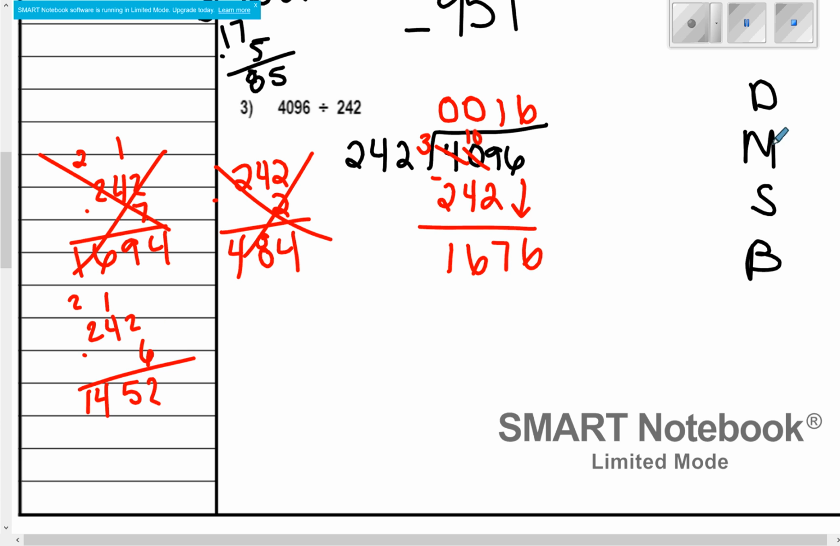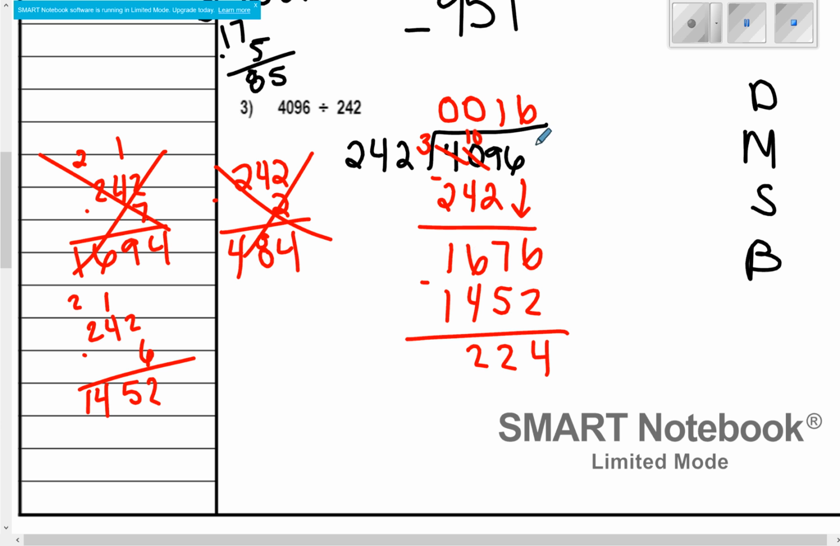Okay, next step is to do that multiplication. Well, we already did it. It's right here. So we know that it's 1,452. Next step in this process is subtraction. So we subtract that from what we had to begin with. We have 6 minus 2 is 4. 7 minus 5 is 2. 6 minus 4 is 2. And 1 minus 1 is 0.